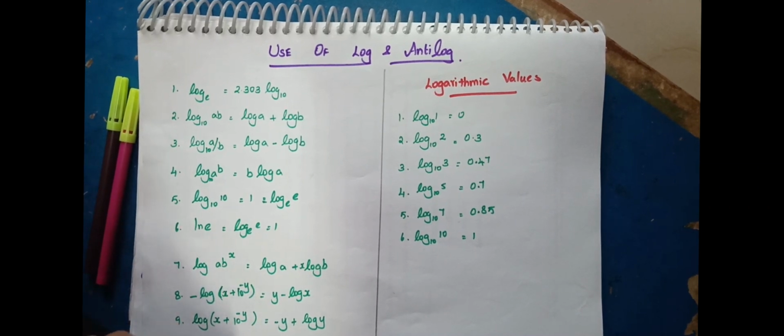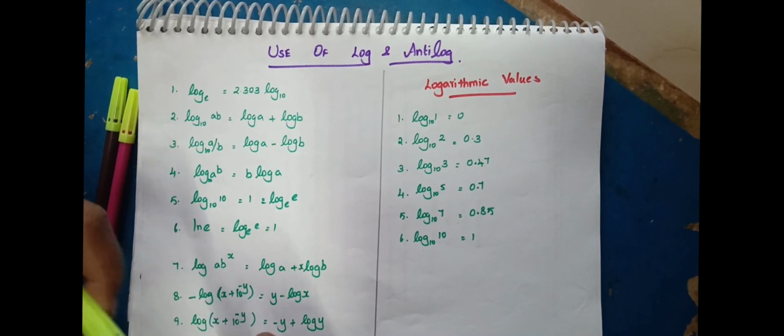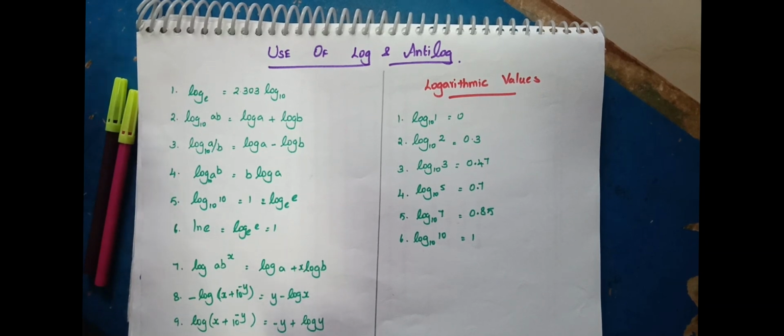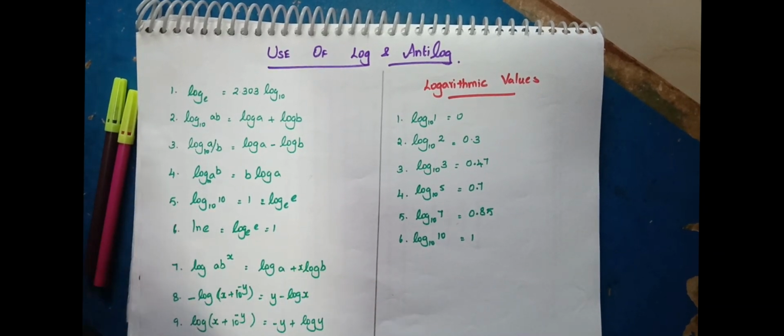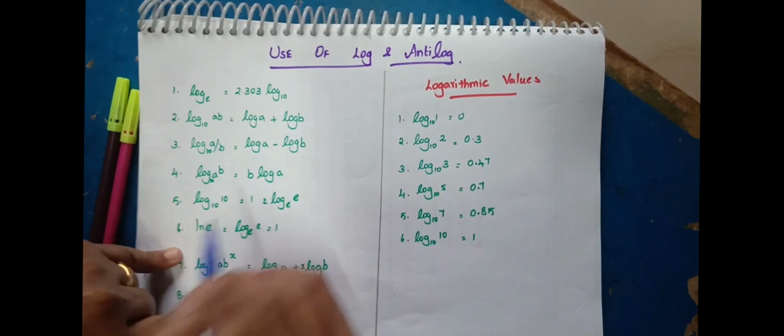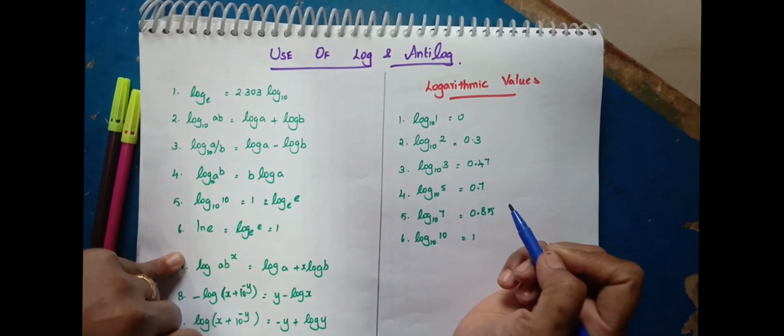First we should know logarithm. Only a few things we should memorize. What are all the things? The identities of logarithm we should memorize. So what are all the identities?